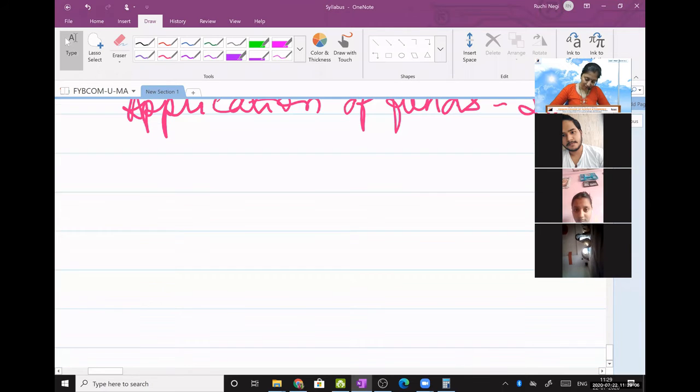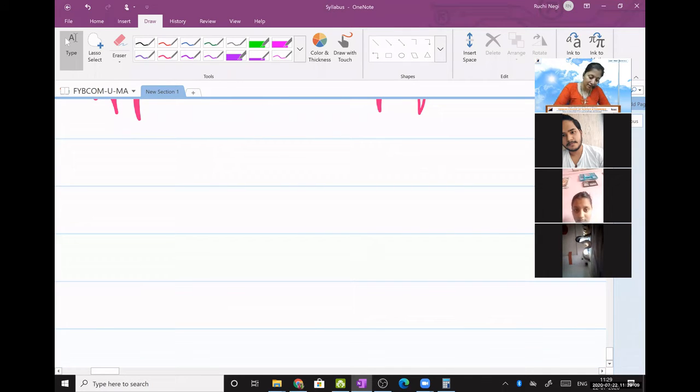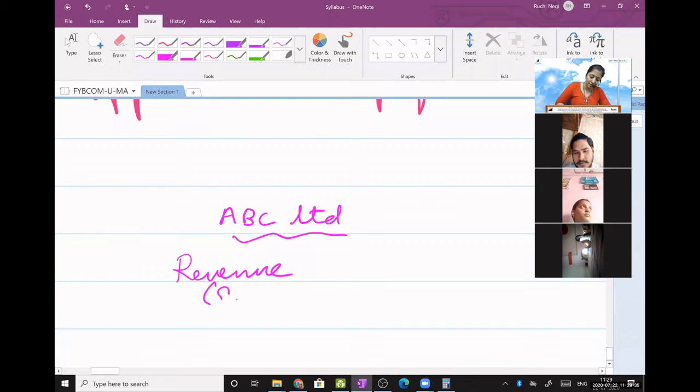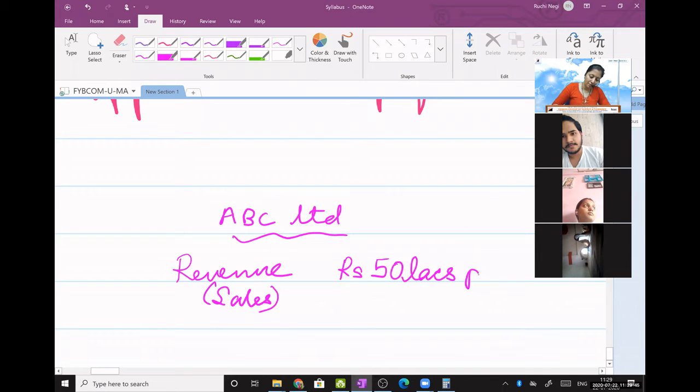Any doubts, obviously you will ask me. Look at the screen carefully. Say for example, my business name is ABC Limited. This is my company. Revenues, that is sales, say around 50 lakhs per annum. So my revenue is 50 lakhs per annum.